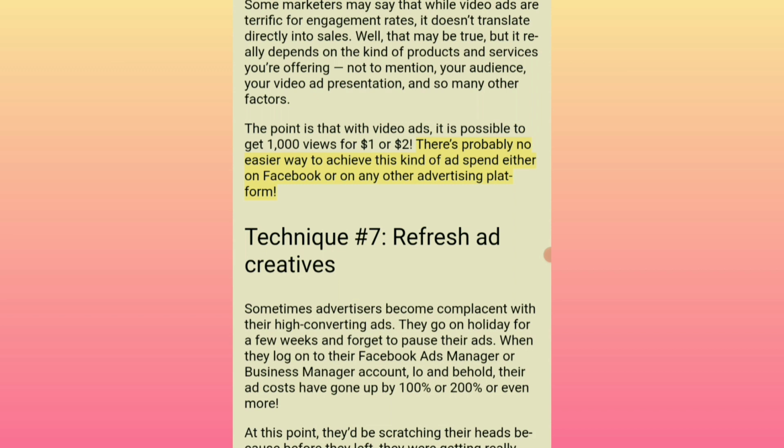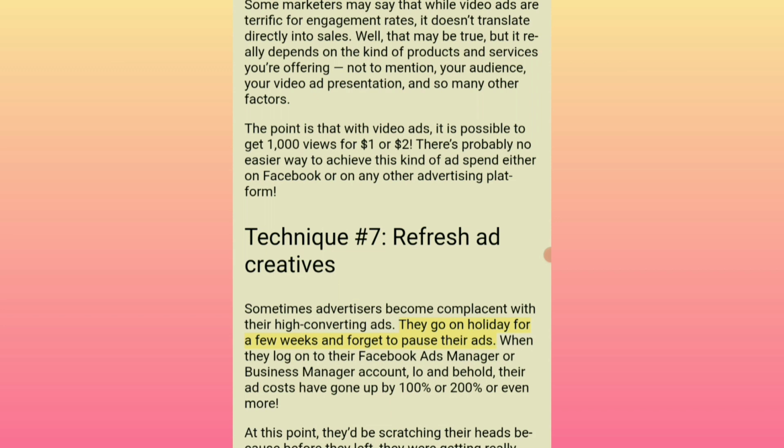At this point, they'd be scratching their heads because before they left, they were getting really low ad costs per conversion. But after a few weeks, they're spending so much for the same advert, they probably also forgot tip number 1: set a bid cap. When you think about it, it's really not that surprising.